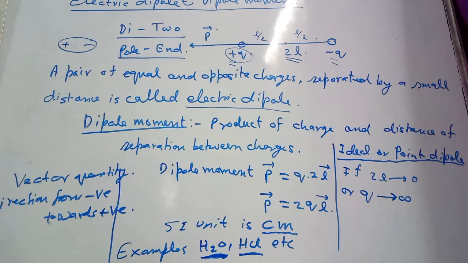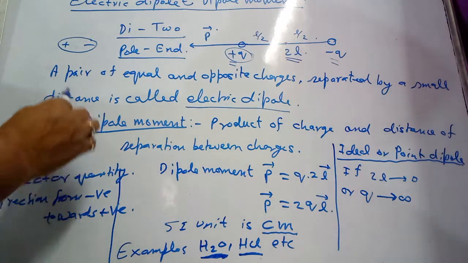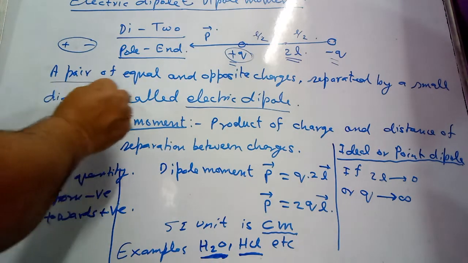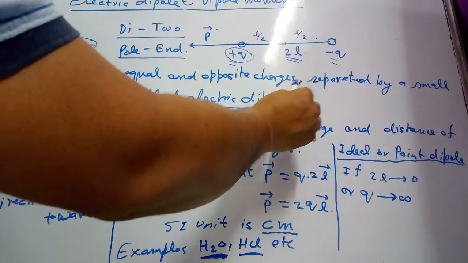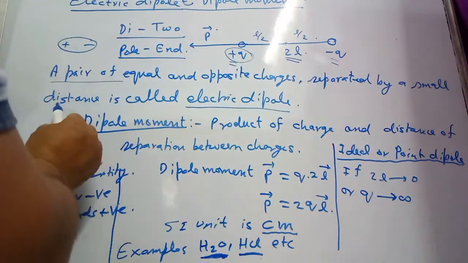Hello students, in this video I am going to discuss electric dipole and dipole moment. So what is an electric dipole? The definition of an electric dipole is a pair of equal and opposite charges separated by a small distance.